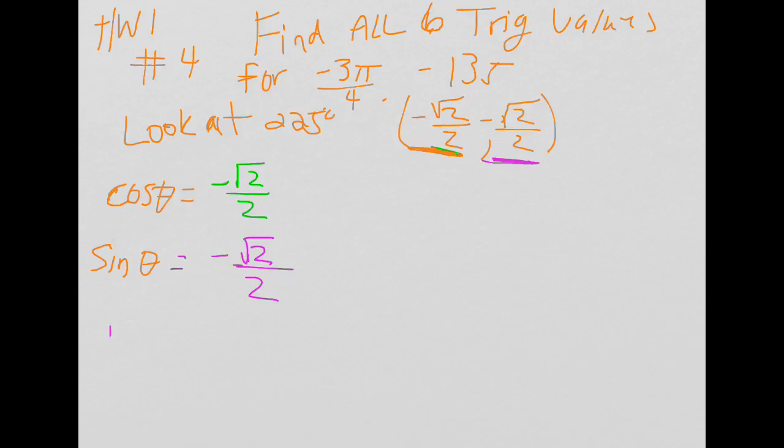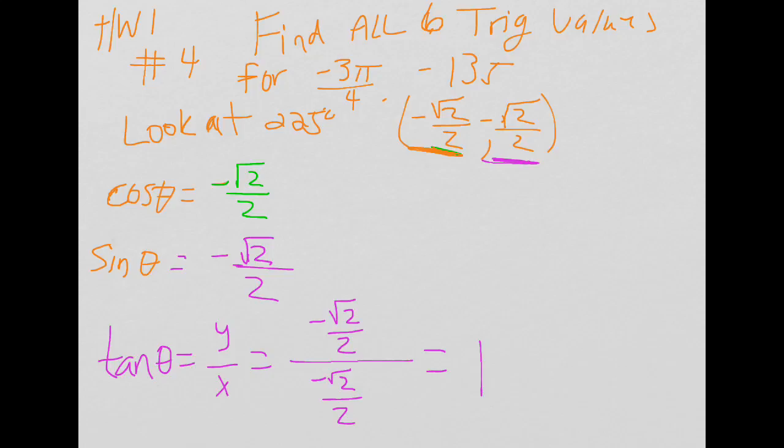Alright, then the tangent is y over x. Or now that we know that tangent's sine over cosine, we can just take the sine, put it over cosine, because the sine's y and the cosine's x. That's negative root 2 over 2 over negative root 2 over 2, which is positive 1. Does anybody have any questions on the tangent?